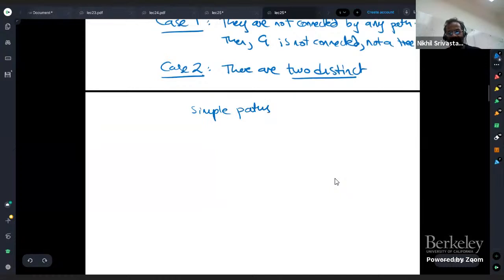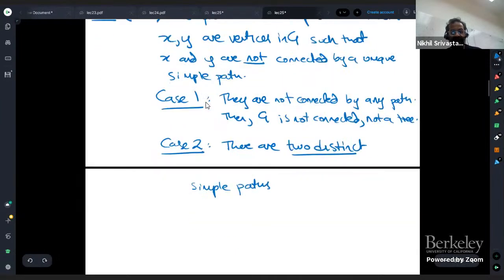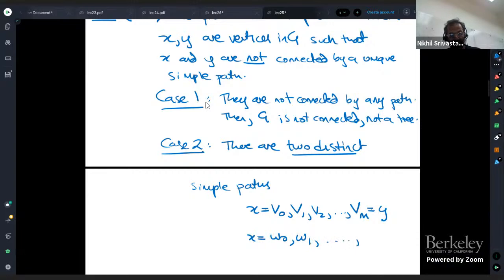Now let's give them names. It's always good to give things names. So there are these two vertices, x and y, and now they're two distinct paths, right? So let's give them names. Let's call the first one v. So x is v naught, v1, v2, dot, dot, dot, all the way up to v, let's say m, which is y. And then there's another one where x is w naught, w1. And they don't have to have the same length, by the way. They could have different lengths. So this is some wl equals y.